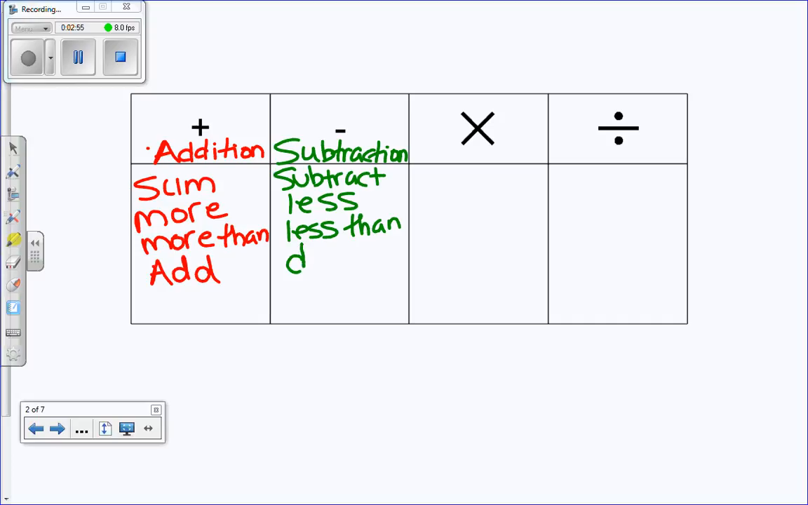Okay, some other words that we can come up with. The word difference. When we say the difference between two numbers, it's asking us to subtract those two numbers. So a very common word for subtraction is difference. We've also heard the words take away. We could say take away from. Any word that really is telling you that the value is going down. All right, good. Our next symbol, our X right here, that's our multiplication symbol.